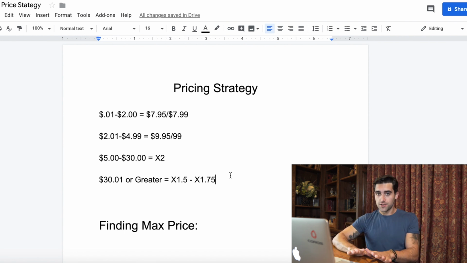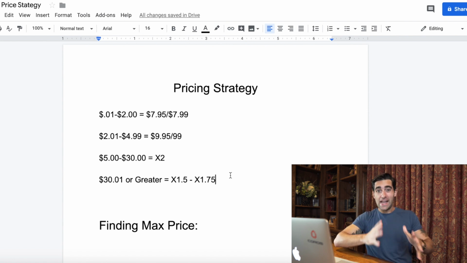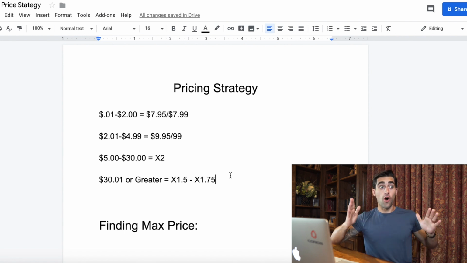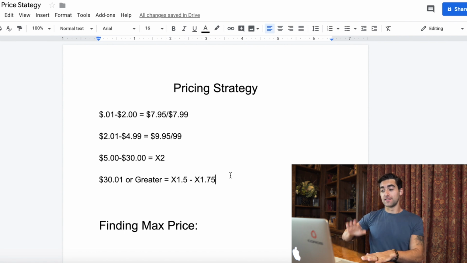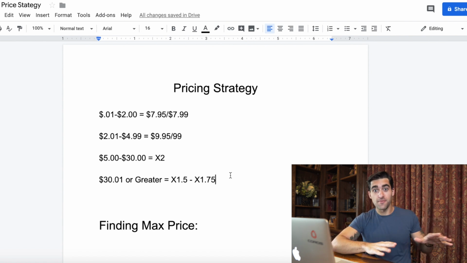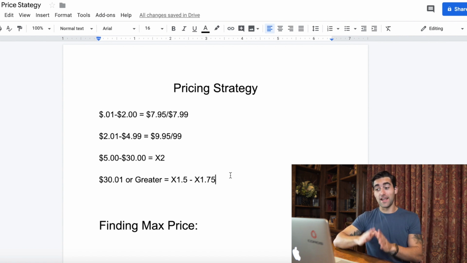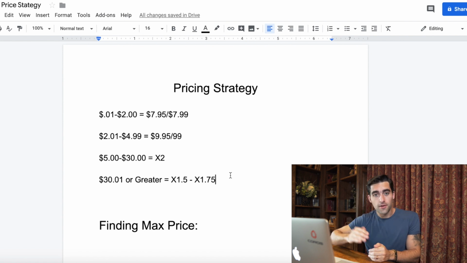Now, this pricing strategy right here, this is what I've been using 80 to 90% of the time for almost the last 3 years now. This is something that me and a couple of mentors of mine, when I was starting way back in the day, came up with. We came up with this algorithm, and this algorithm still works. And this is still what I use. This is a very, very powerful algorithm, and it's almost foolproof.